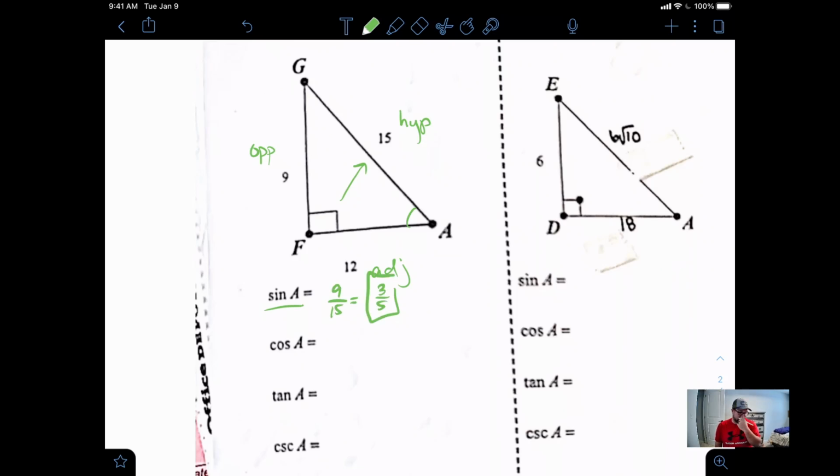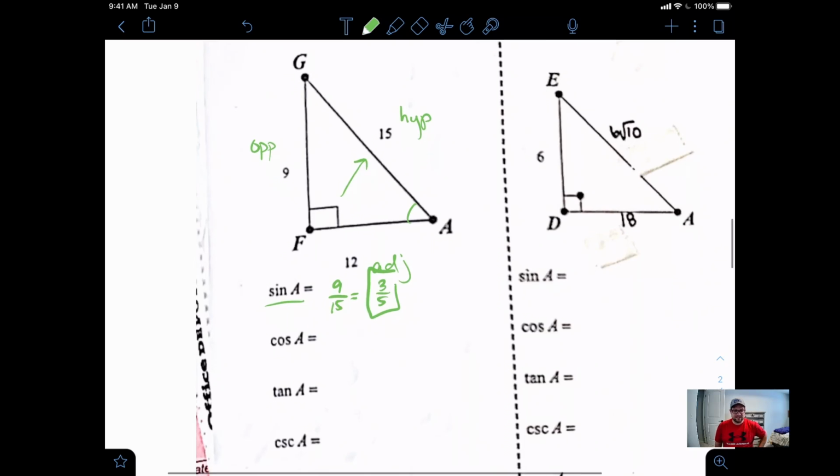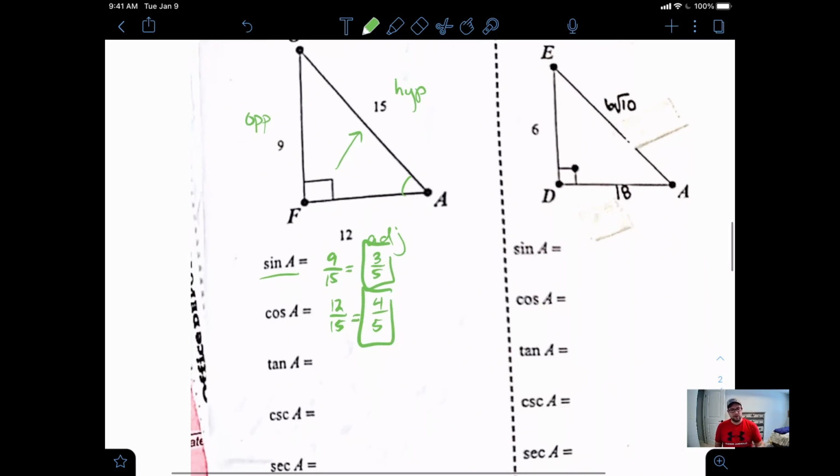For the cosine, that would be the adjacent over the hypotenuse. So 12 over 15 is where that would start. 3 goes into 12 4 times, 3 goes into 15 5 times, so that would be 4/5 at the end of the day. Looking at the tangent, that's the opposite over the adjacent, so 9 over 12, which would end up being 3/4.